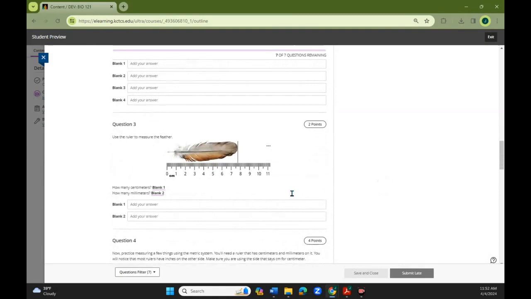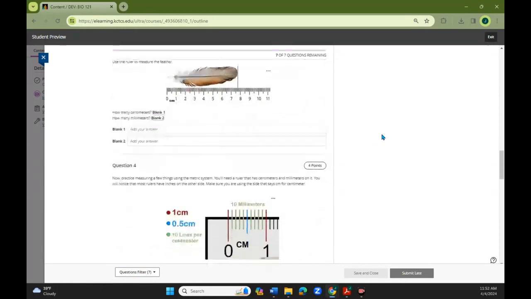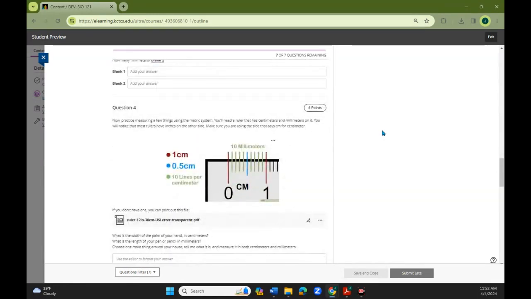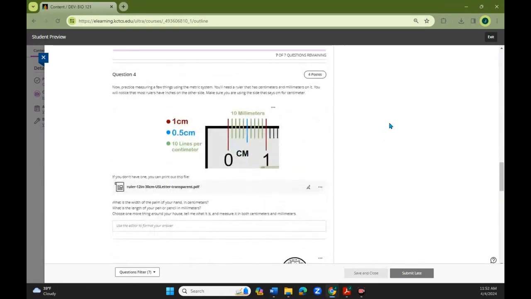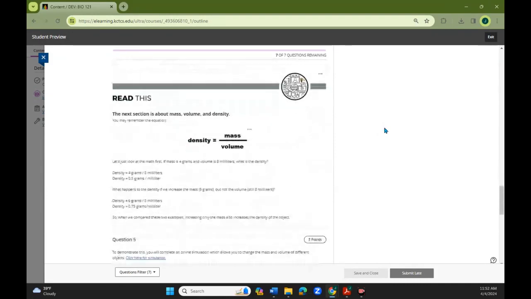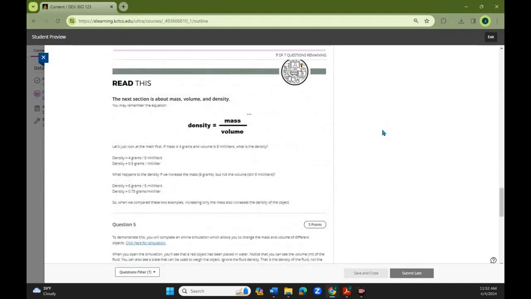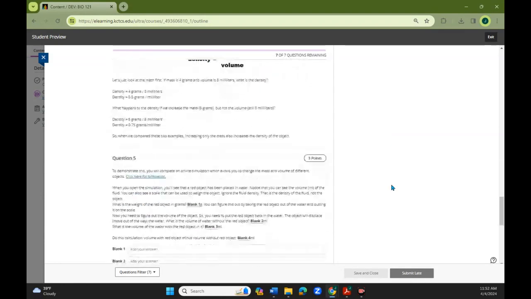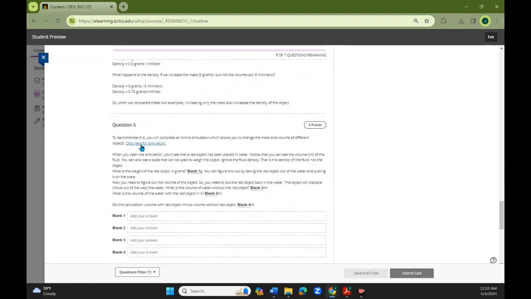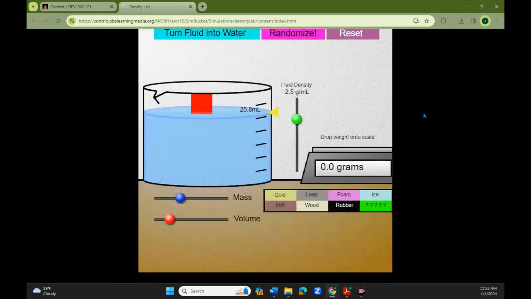Here is a simple measurement to see if you can understand the difference between centimeters and millimeters. And again, this is all explained up above. And here's a little bit more in depth on using a ruler. And then we switch to talk about mass, volume, and density. And for this one, you do need to go to this simulation. So you're going to click on this, and it's going to take you to this density simulation.